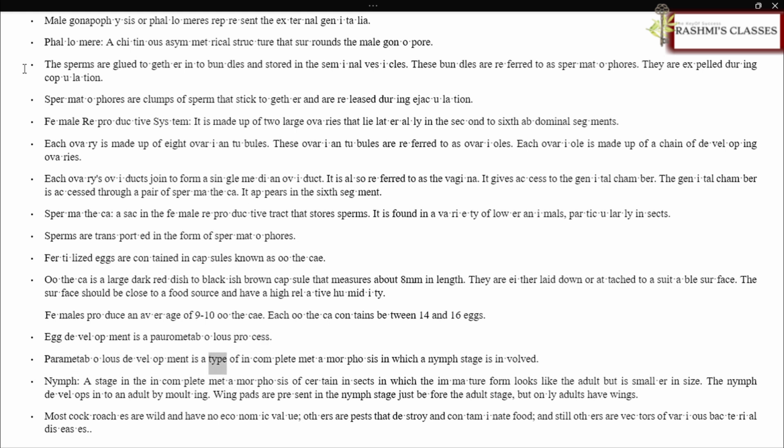Paurometabolous development is a type of incomplete metamorphosis in which a nymph stage is involved. Nymph, a stage in the incomplete metamorphosis of certain insects in which the immature form looks like the adult but is smaller in size. The nymph develops into an adult by molting. Wing pads are present in the nymph stage just before the adult stage, but only adults have wings. Most cockroaches are wild and have no economic value, others are pests that destroy and contaminate food, and still others are vectors of various bacterial diseases.